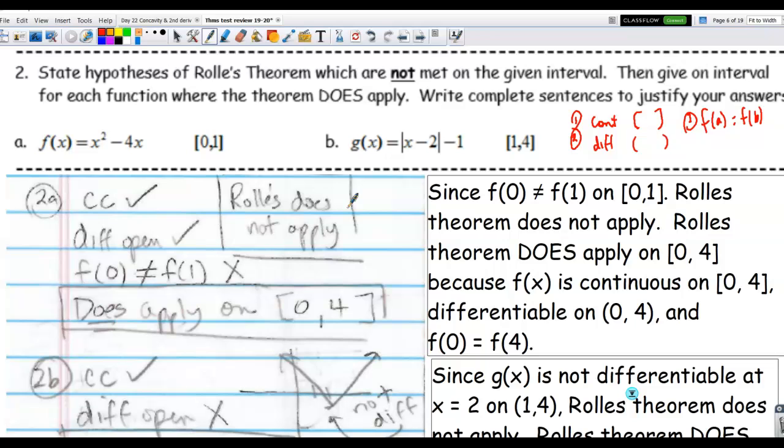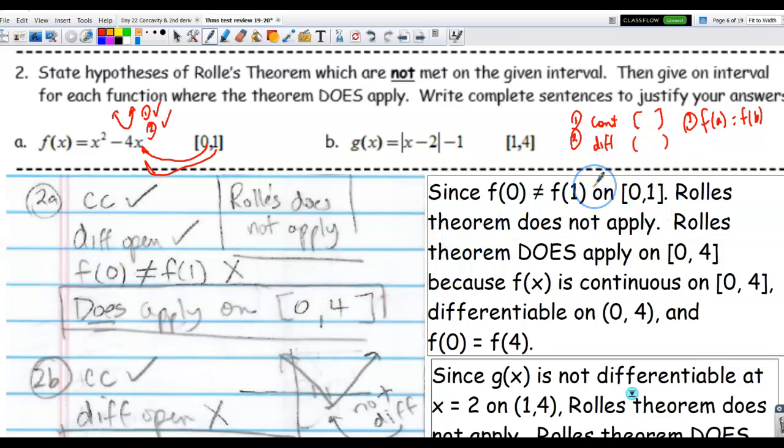met. So for letter A, we have a quadratic, which is going to graph to be a parabola. We all know that parabolas are continuous everywhere. We know that parabolas have a derivative everywhere. So criteria 1 and criteria 2 are met. It has to be that the endpoints do not have the same y value. So I'm going to substitute 0 into the function, I'm going to substitute 1 into the function and show that f of 0 does not equal f of 1. Therefore, Rolle's theorem does not apply. So the derivative somewhere could be 0, but I can't promise it by Rolle's theorem.